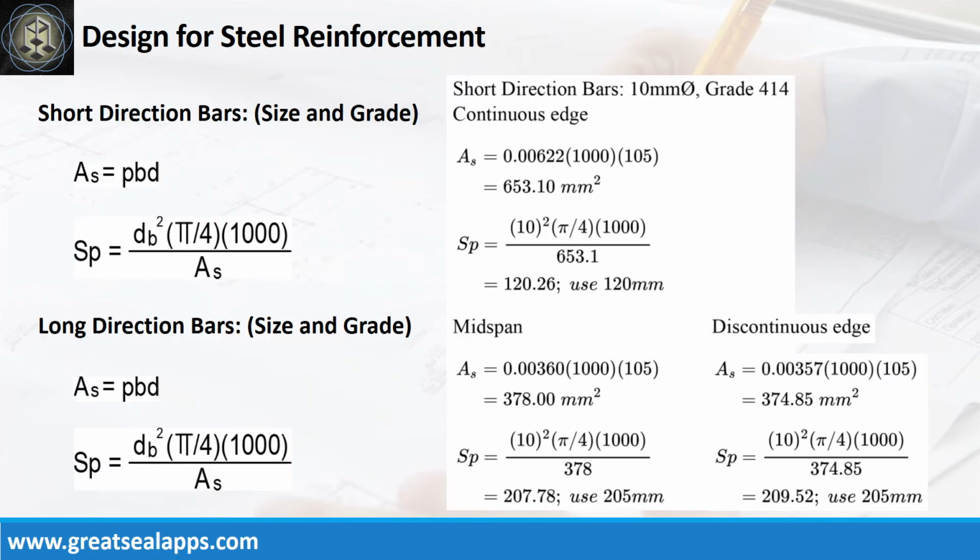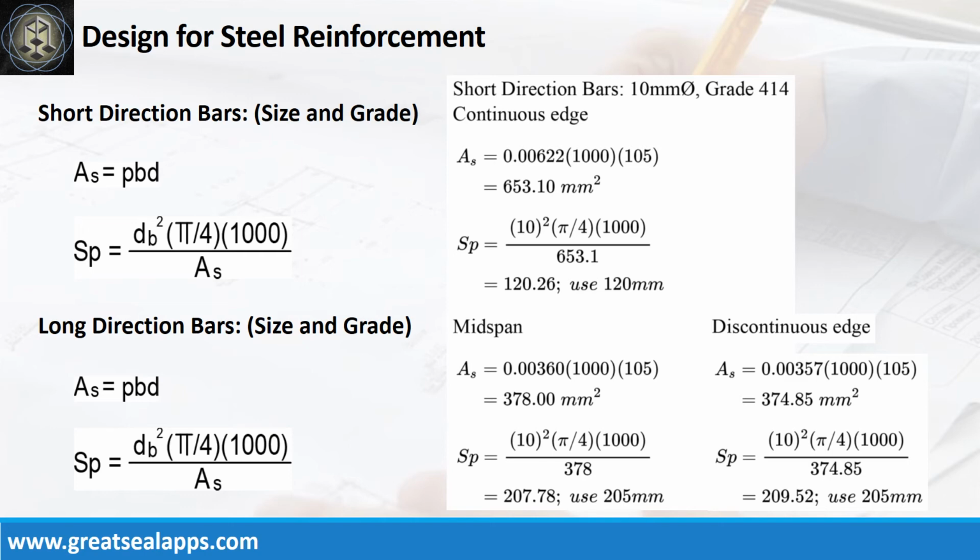0.00357. At short direction, given continuous edge rho equals 0.00622, B equals 1000 millimeters, and D equals 105 millimeters, the area of steel is 653.1 square millimeters, and the spacing for 10 millimeter bar is 120 millimeters. Given midspan rho equals 0.0036, B equals 1000 millimeters, and D equals 105 millimeters, the area of steel is 378 square millimeters, and the spacing for 10 millimeter bar is 205 millimeters.